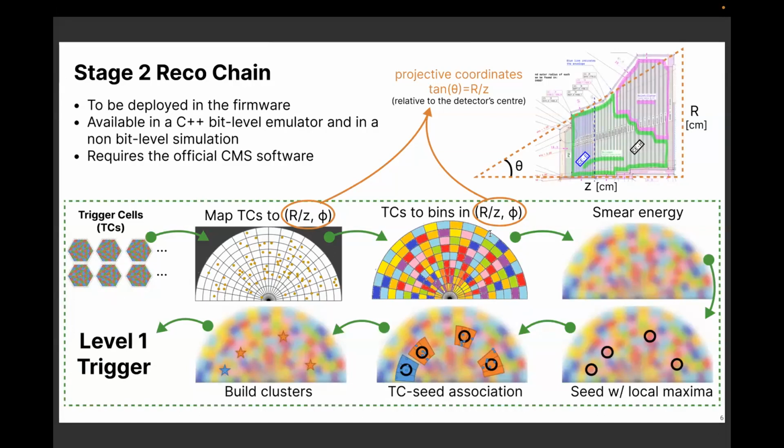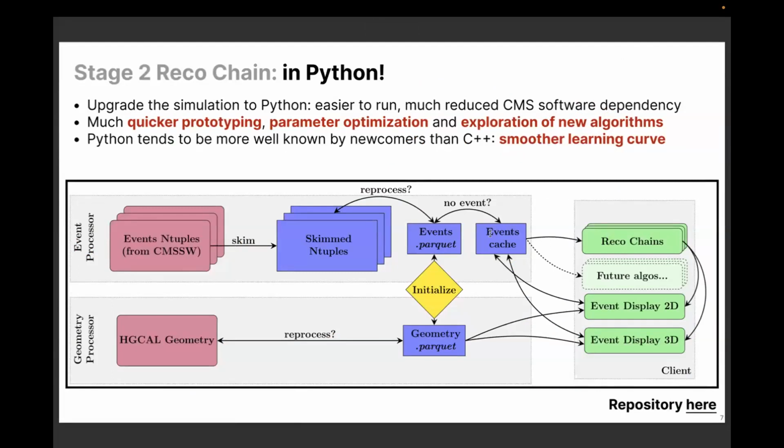So we did this in Python, which the next slide will show. And the advantages are many. First of all, in my opinion, at least, it's much easier to run, especially since we don't have now dependencies on the CMS software, except for the input files. All the rest is done in Python. The code itself is structured, as you can see in the diagram. So we have two main, what we call processors. One of them processes event data, the other one geometry.